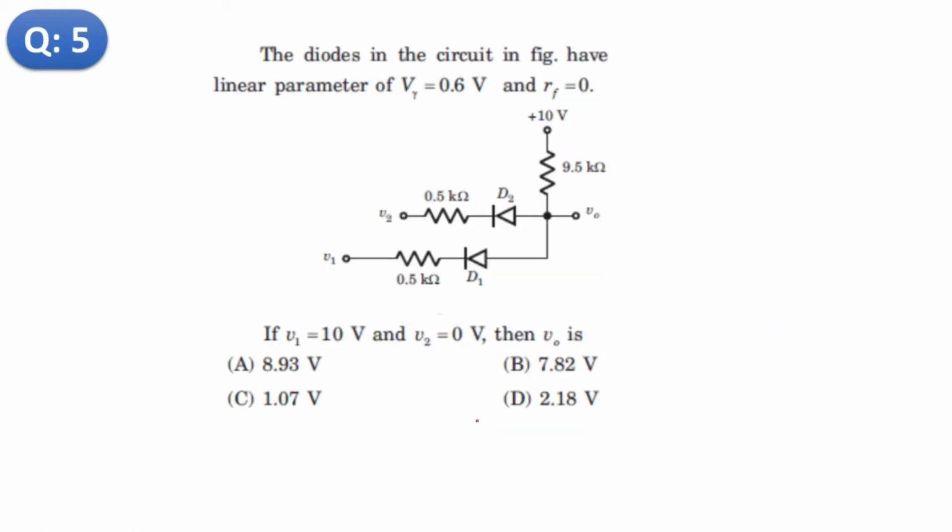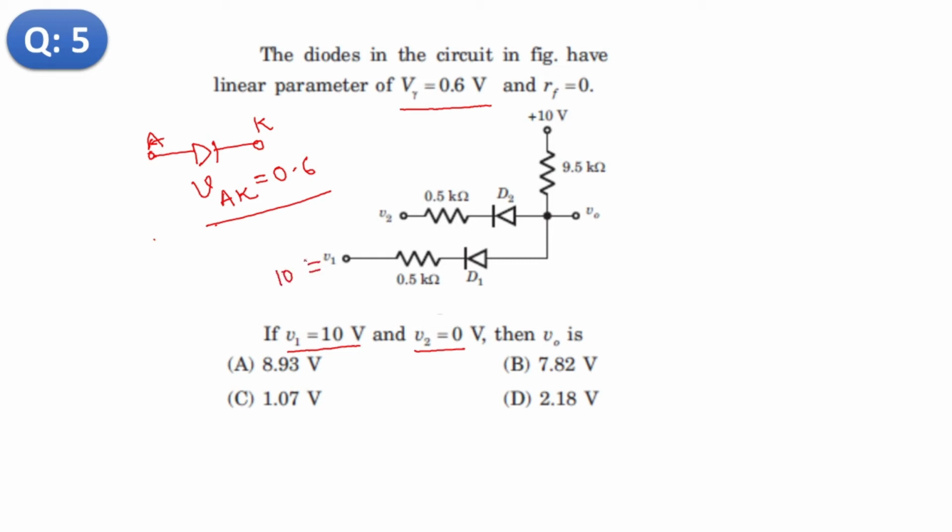Now question number 5 is, the diode is given and the threshold voltage is 0.6, that is the voltage across anode and cathode. This is the anode side and this is the cathode. So we require 0.6 volt for conduction of the diode. The given V1 is 10 volt and V2 is 0 volt. This is a very interesting question.